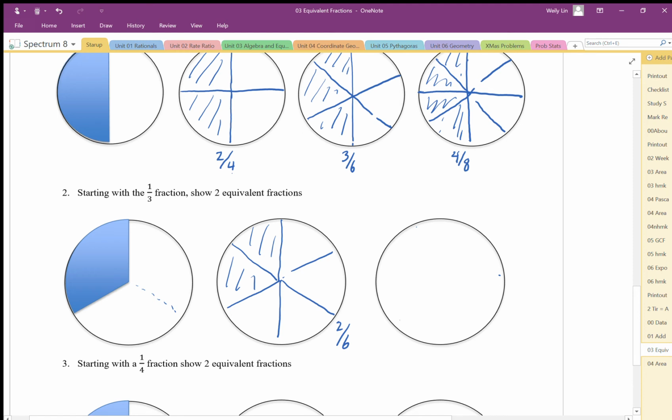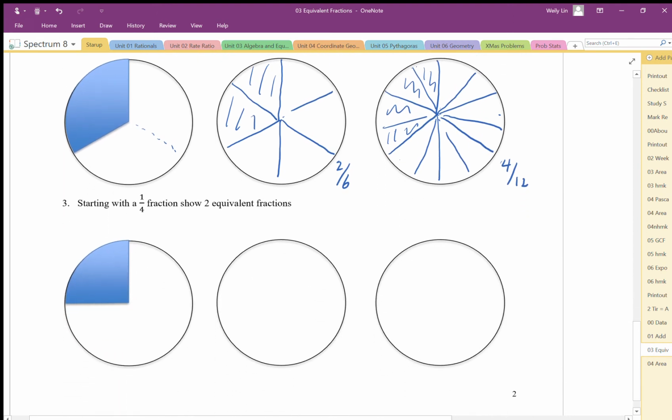Okay, so I'm going to do groups of, here's my original 2/3 fraction, or 1/3 fraction, sorry. And I'm going to do groups of 4. Okay, and then I'm going to have 1, 2, 3, 4. 4 out of 12 is also going to give me the same as a 1/3 fraction.